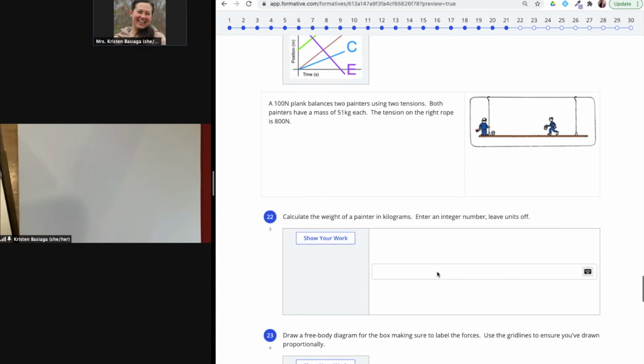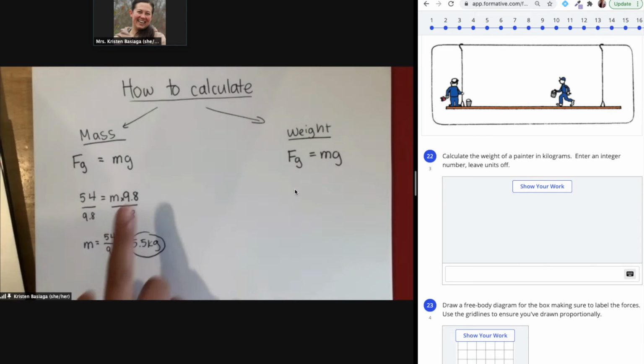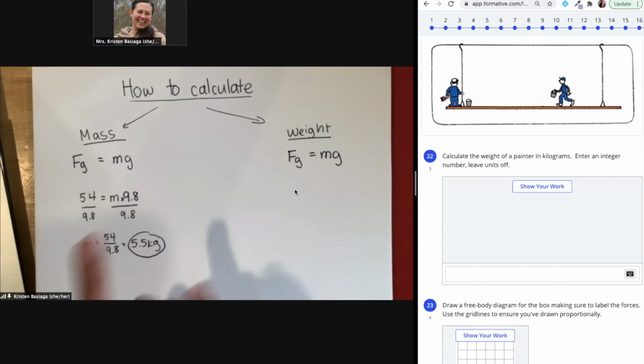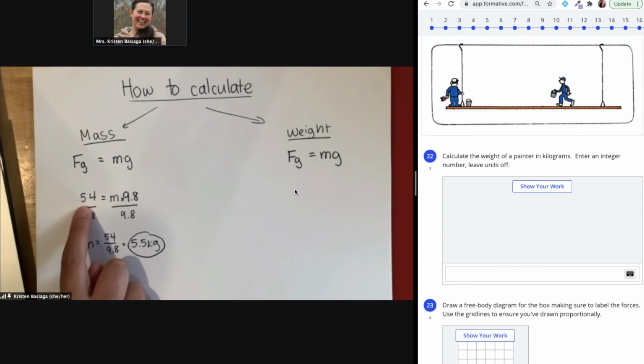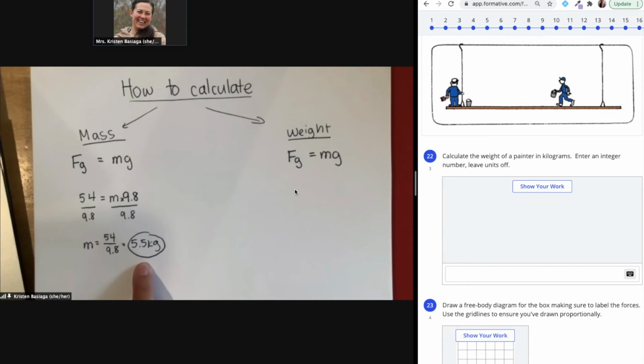For number 22, we have 2 painters and 2 tensions and a rope. We know the painters each have a mass of 51 kilograms, and you're asked to calculate the weight. Whether you're calculating mass or weight, you're still going to need to be writing out the same equation. It's just in the mass case, you're given the weight in newtons to find the kilograms. And in the weight case, you're given the mass in kilograms and asked to find the newtons.